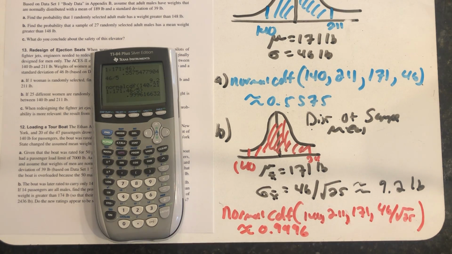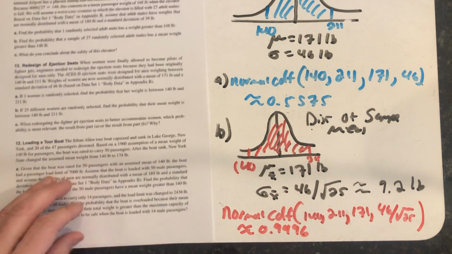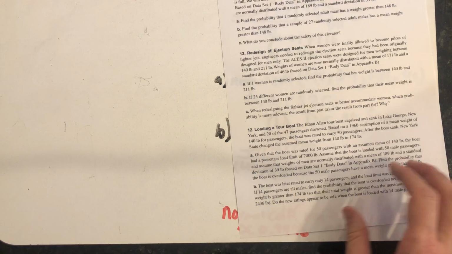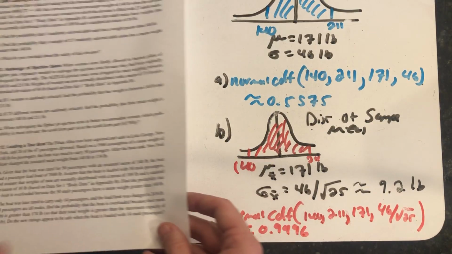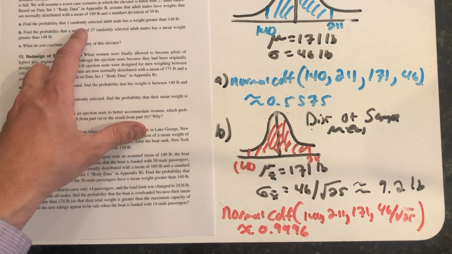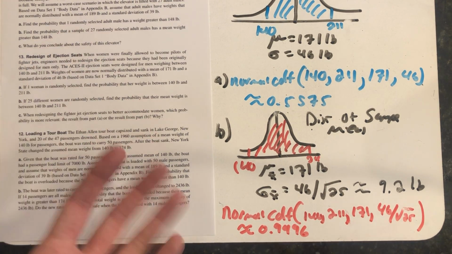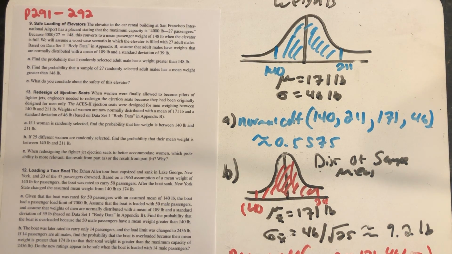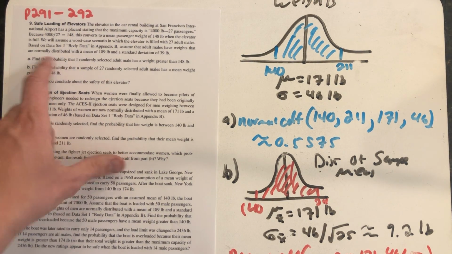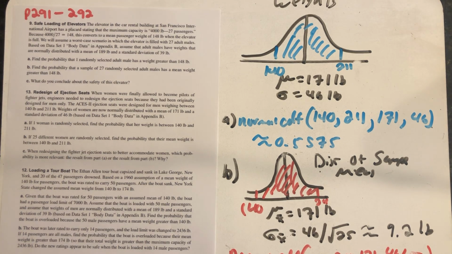Not quite as high as the one on part B of the last problem, but still very high. And again, we're asked a part C. When redesigning the fighter jet ejection seats to better accommodate women, which probability is more relevant, the result from part A or the result from part B? Well, in the elevator scenario, we picked part B because 27 people could ride in that elevator at the same time, and that was the more dangerous situation. One person riding in the elevator doesn't really affect the weight limit.